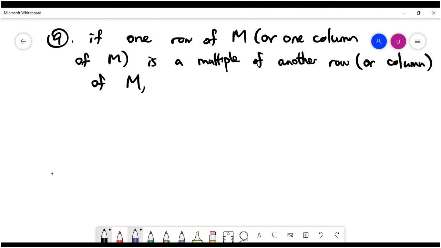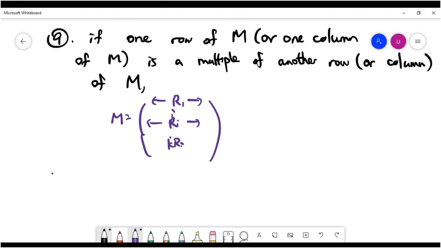So let's look at the matrix now in property 9. This matrix has a special property that one of the rows or one of the columns is a multiple of another row. For example, if you list M by the rows, you have a row i, and there's another row that looks like it is the same as row i, but each entry is multiplied by a certain constant k.